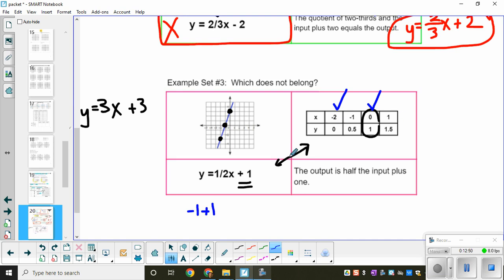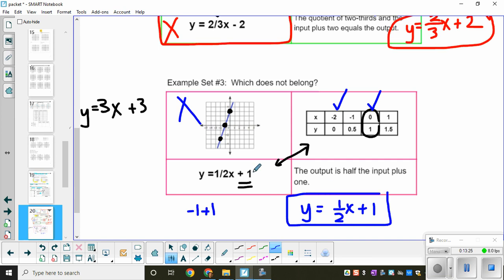All right, so now if these match up, let's see which one of these goes with it. We already know this is an oddball. We're already kind of thinking this is the one that doesn't belong because this is the equation. All right, for the wording here, we have the output. So the output is half the input plus 1. So if we do half the input plus 1, it tells us that the output is half the input plus 1. So this equation right here matches with this and is the right one for this.